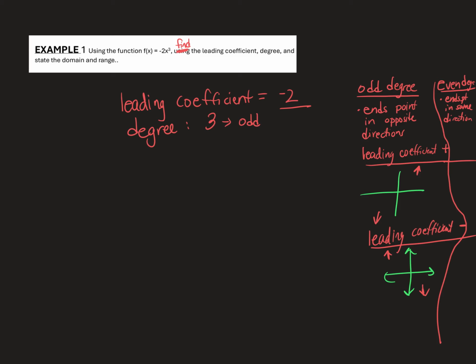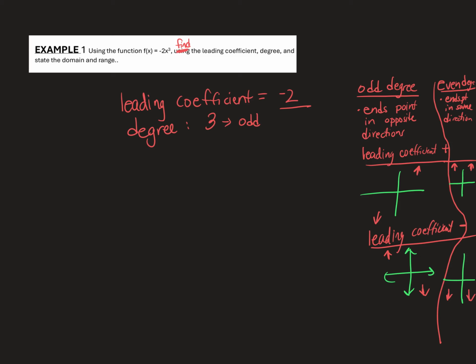Okay, and if our a value is positive, I think you can zoom in if you need to, then both of our ends will point up. That means it's not a reflection across the x-axis. If our a value is negative, then both ends point down for an even degree function.